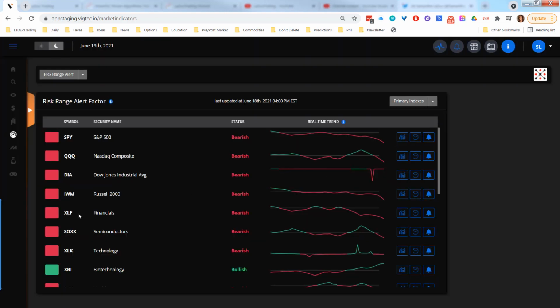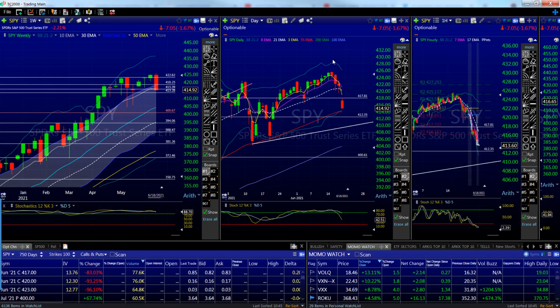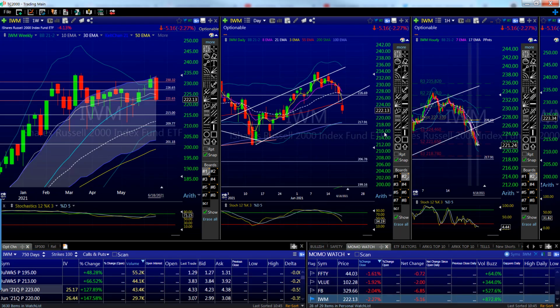You want to see what it looks like on IWM? Boom. Here was the trigger, 231. Smooths all that noise out and keeps you in the trade. And where are we now? 222. Pretty helpful. Solid $10 dump. All right, that's how this works.